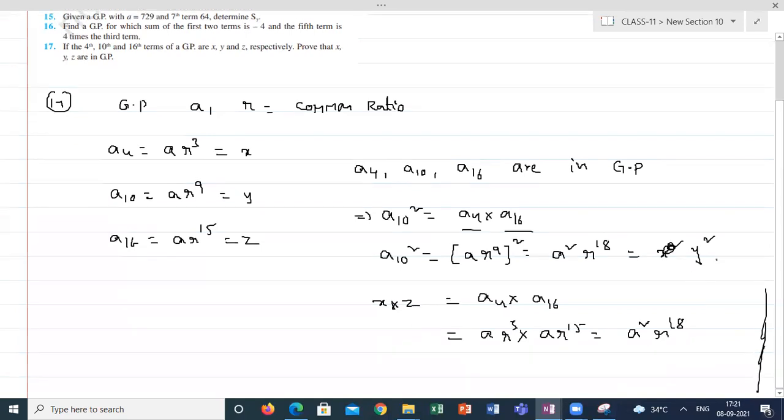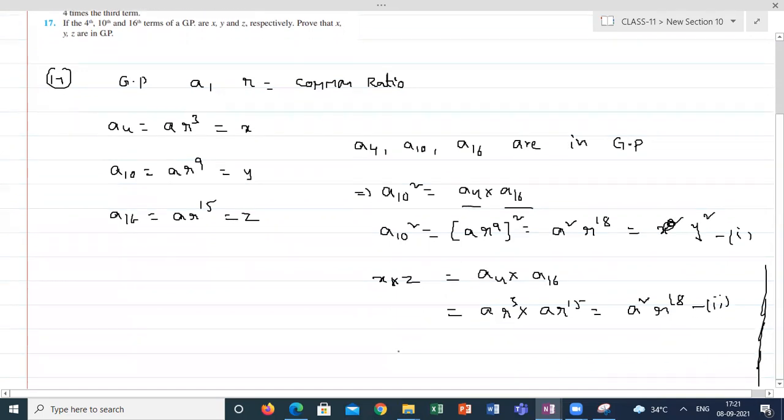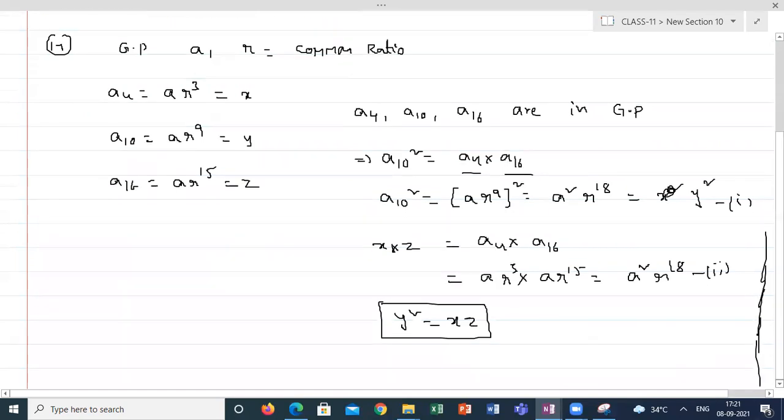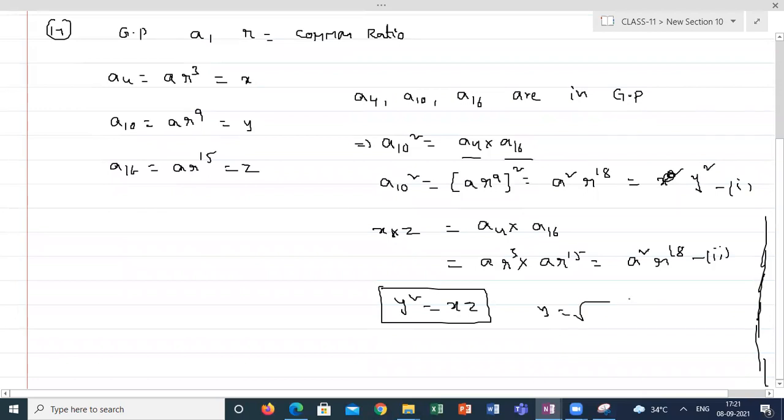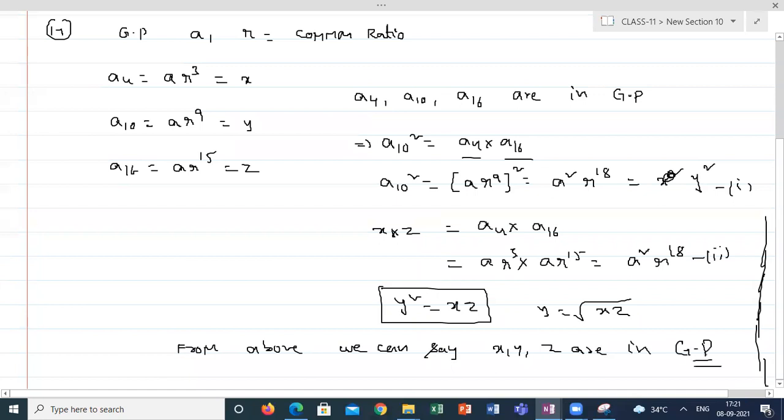So this is the first equation. This is my second equation. From here, I can say very clearly Y square is equal to XZ, which represents X, Y, Z are in GP. So our Y is equal to root of XZ. From above, we can say X, Y, Z are in geometric progression. This is one of the easiest ways to explain. So even though they are not giving the numbers, we should not confuse. Just proceed. What are the conditions we are having?